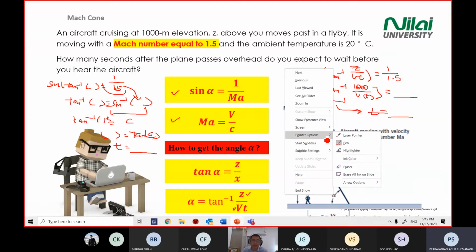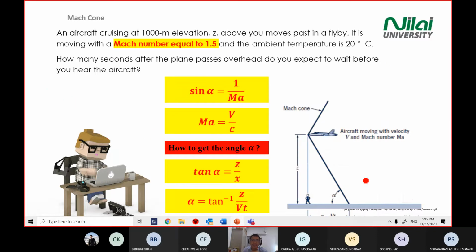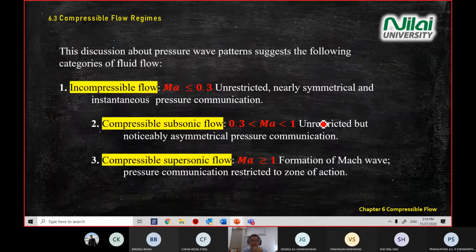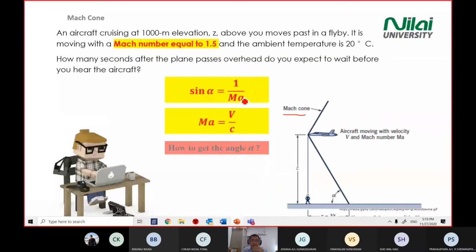But what is important here is you understand we are using these two equations. Because in exam I will change the scenario also. Important is that you understand in what scenario you have a Mach cone, that is when you have a supersonic. All right, try to understand this table, this diagram. All right, how you get sine alpha, this one. So this question is actually testing the application of these two equations.